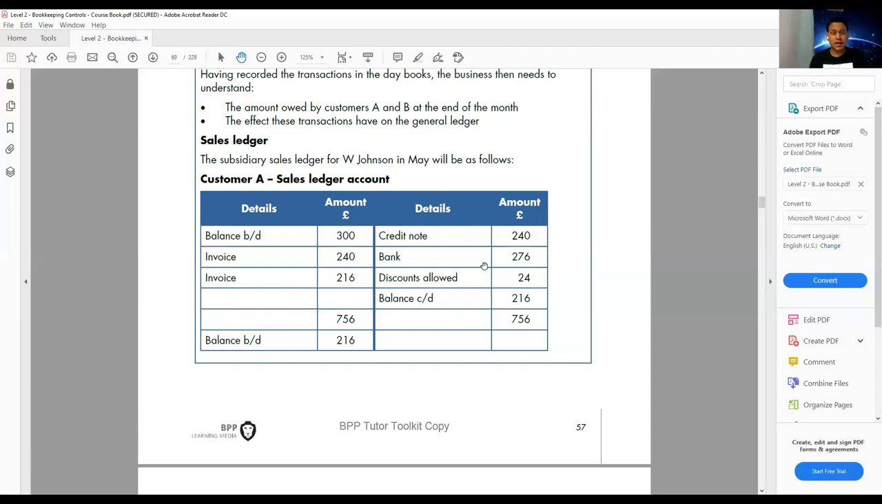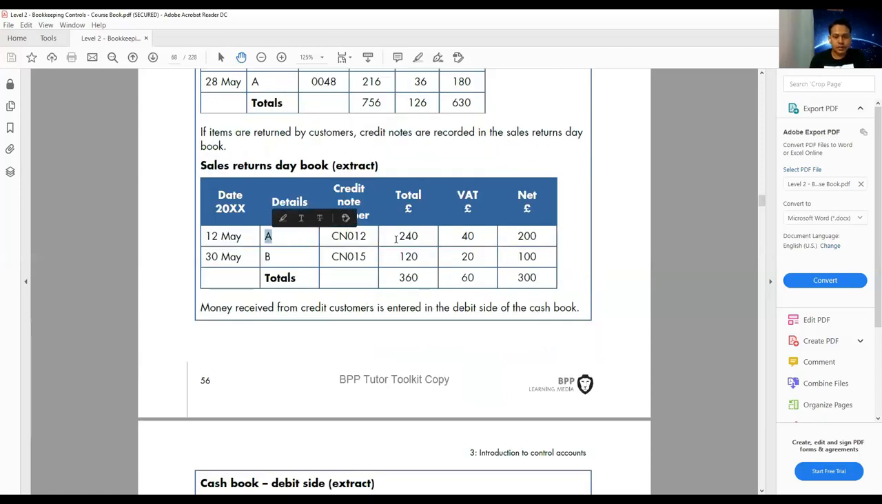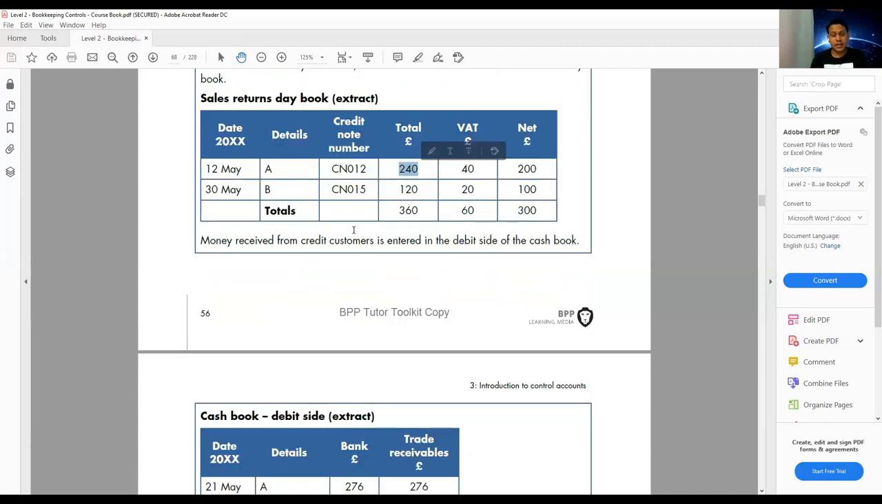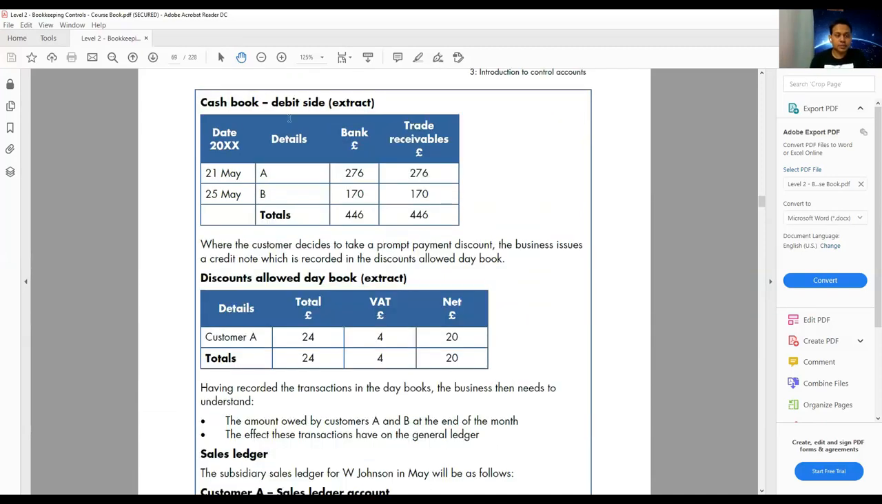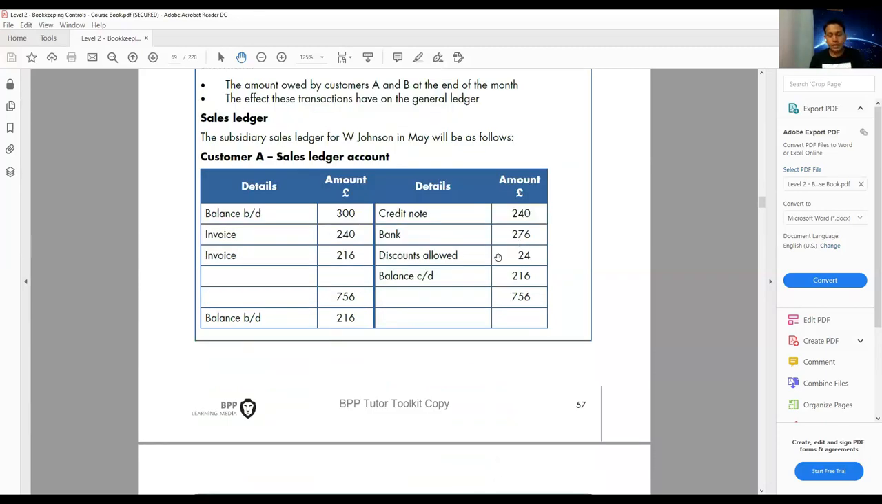Now, if he returned anything, paid anything, or received any discount, that will reduce his balance, so I'm writing on the opposite side. Let's talk about the credit note, 240. On the sales return day book, I can see customer A returned 240 to me. That's perfect, so it is written on the credit side. Then we have the cash book debit side. How much did customer A pay me? 276. Again, I'm writing bank on the credit side. And is there any discount I gave to customer A? Yes, £24. I'm writing this one as well. So credit note 240, bank 276, and discount allowed 24.